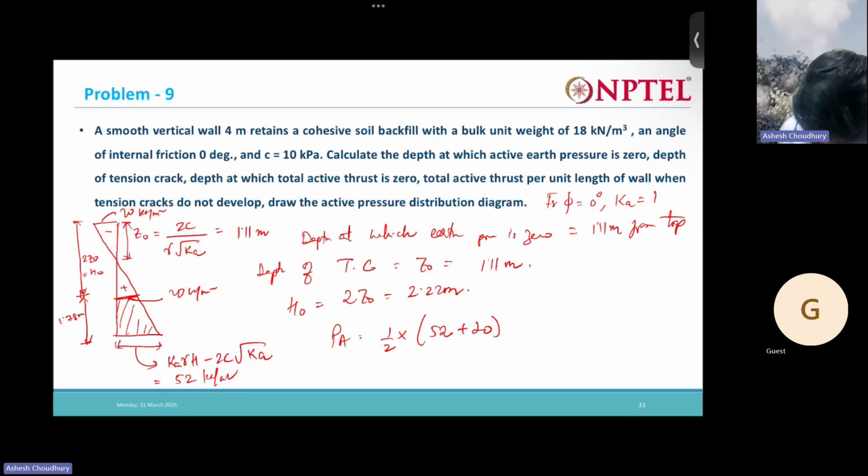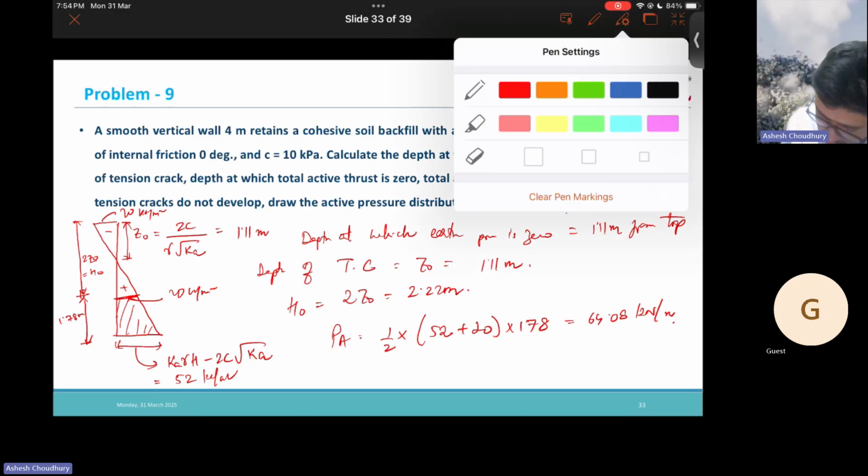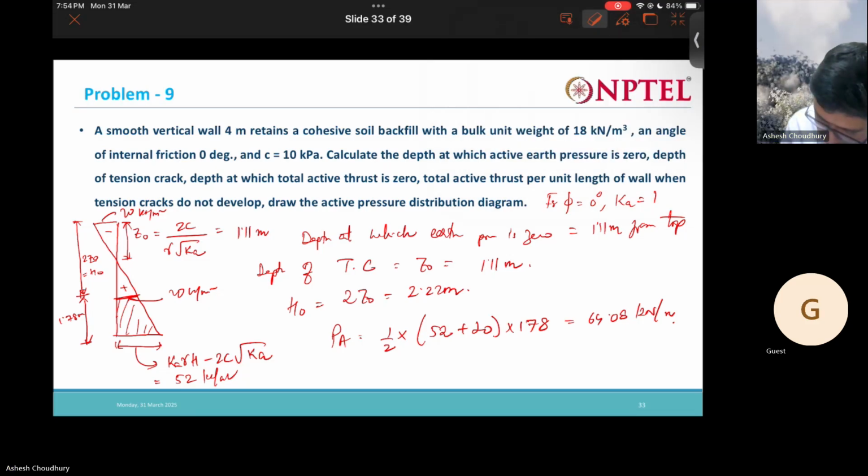52 plus 20 times 1.78, so this is 64.08 kilonewton per meter. I have to find out the point of application. The point of application of Pa will be somewhere here.